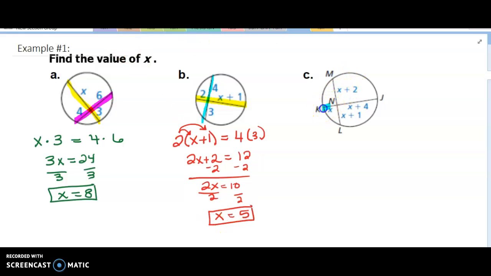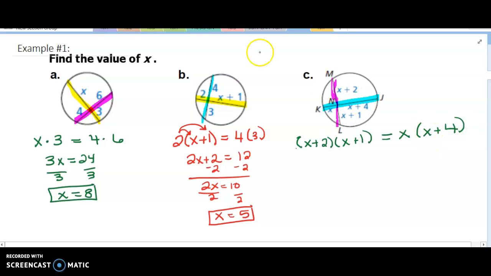All right, let's do part C as well. So the two pieces of this chord are going to equal the two pieces of this chord. Now don't worry, it looks scarier than it really is. So I could say (x plus 2) times (x plus 1), that's going to equal x times (x plus 4). Here, make sure we FOIL this. So we'd get x squared plus 3x plus 2. That's going to equal, here we have to distribute, x squared plus 4x.